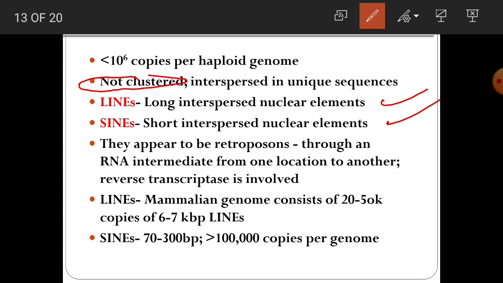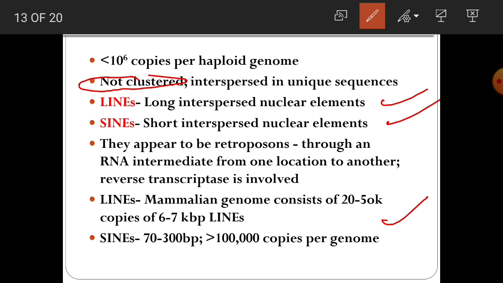So, from one location to another location they can jump in the gene or the DNA, and they are known as retroposons. These LINEs are present in the mammalian genome, they consist of around 20 to 50,000 copies of 6 to 7 kilobase pair LINEs. May I repeat? LINEs are some 6 to 7 kilobase pair, that is 6 to 7,000 base pair, and there are 20 to 50,000 copies.